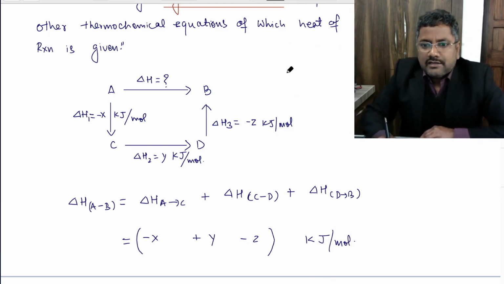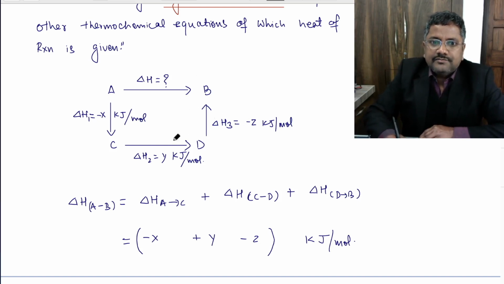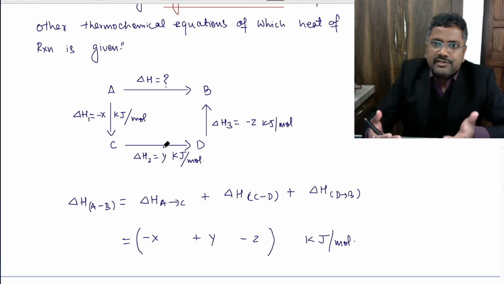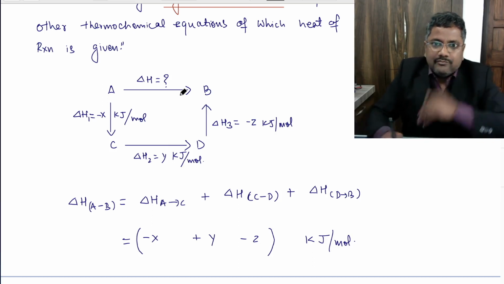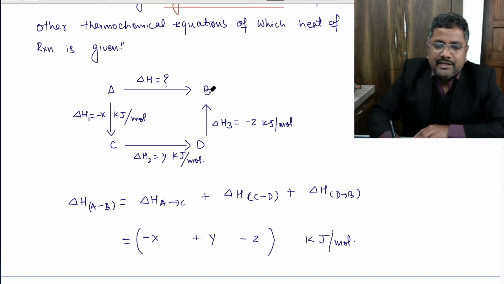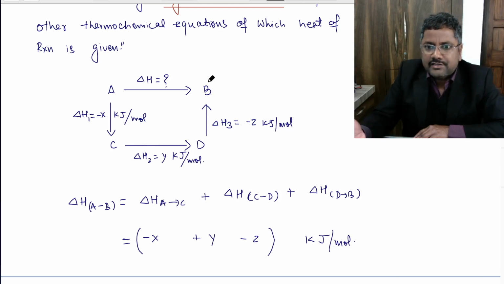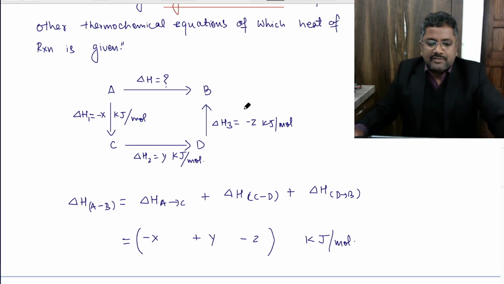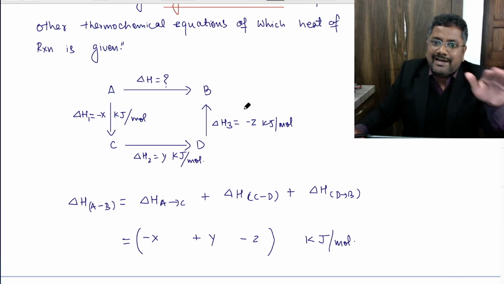So as we know that this delta H is a state function, it means whether this conversion is taking place in one step or in more than one step, once we get this B as a final state of the system, the enthalpy change is always equal. So this is the concept of this Hess law.